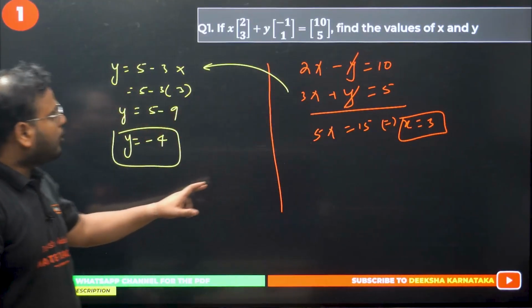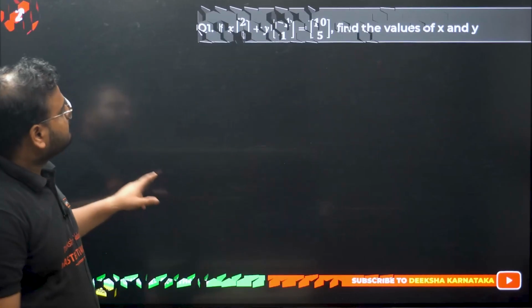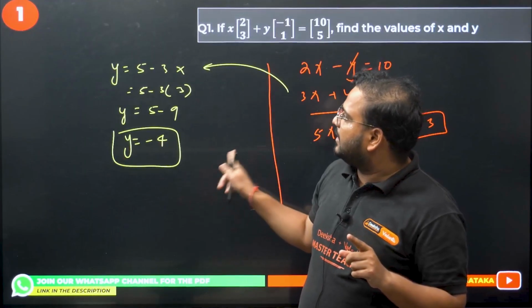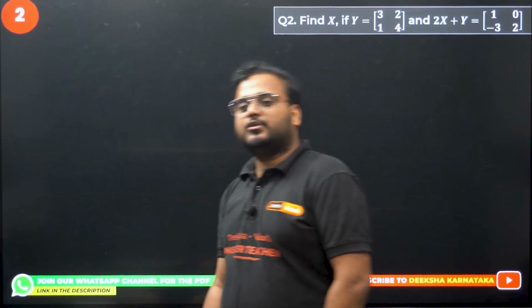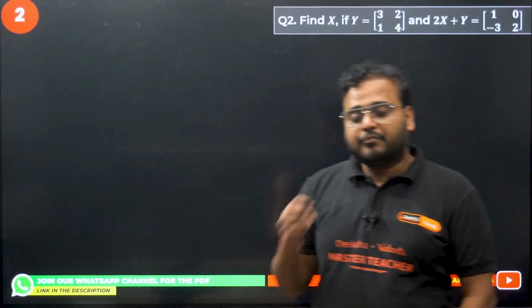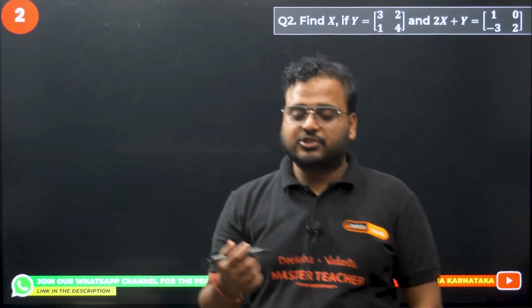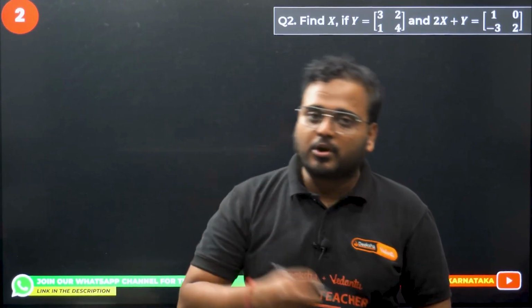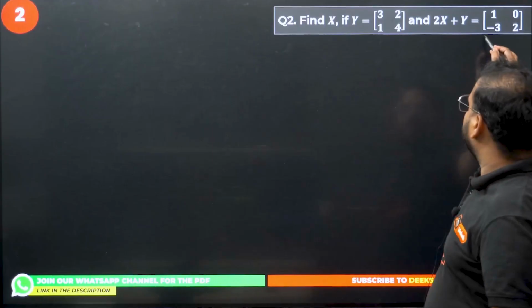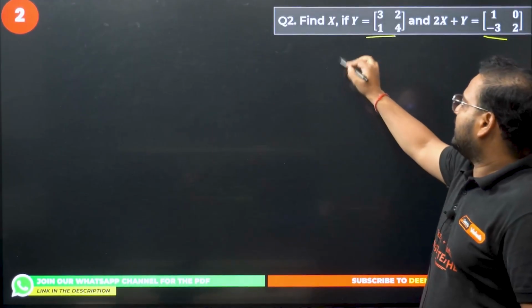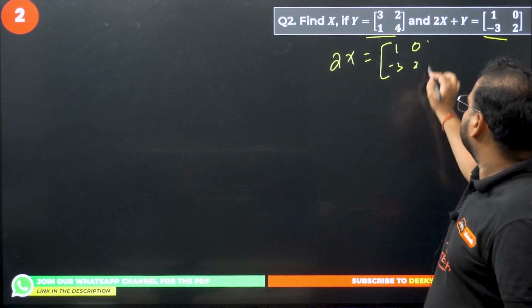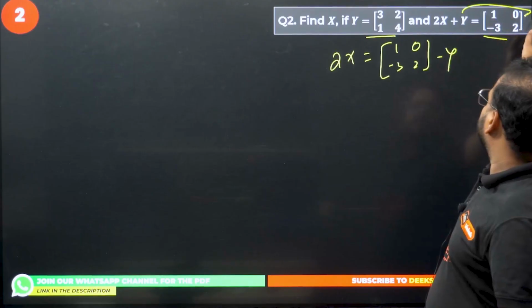Okay, moving on to question number 2. First one is clear, right? Question number 2, please check. Find the matrix X if Y is given, and they also have given you 2X plus Y. Now of course, when we're dealing with addition and subtraction in matrices, we must have conformable matrices, basically the same order. So we have 2 cross 2 over here, and 2 cross 2 over here as well. We can write 2X equals the given matrix [1 0; -3 2] minus the matrix Y. I'm moving this Y on this side.